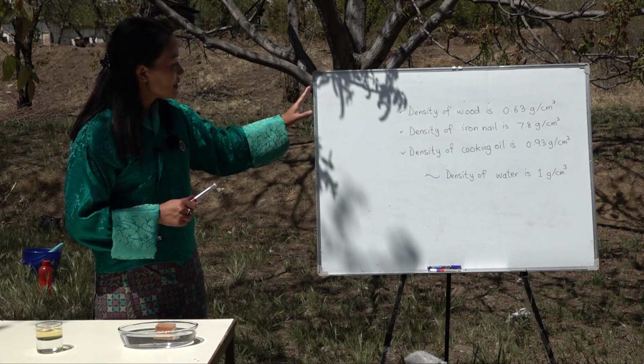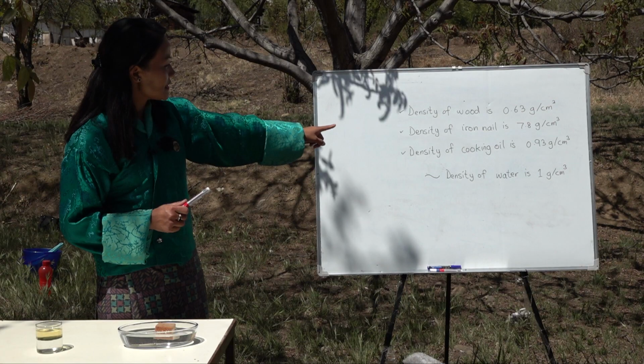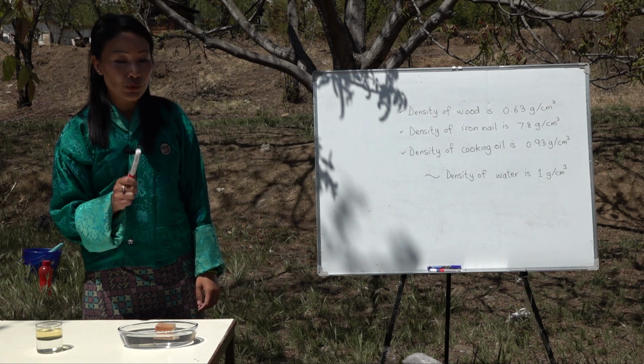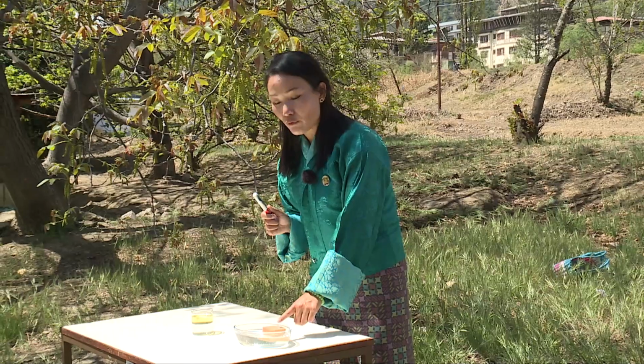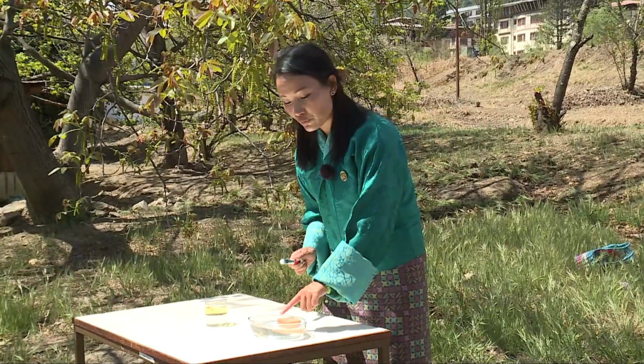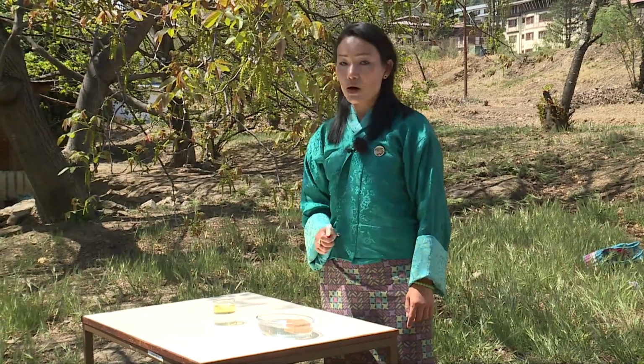And we are immersing this wood in water, and the density of water is 1 gram per cubic centimeter, in which case you notice that the density of wood is lesser than the density of water. That's the reason why the wood floats on water.